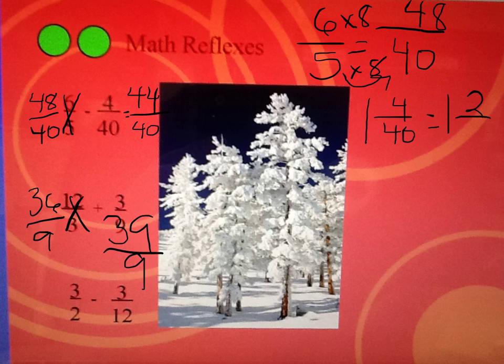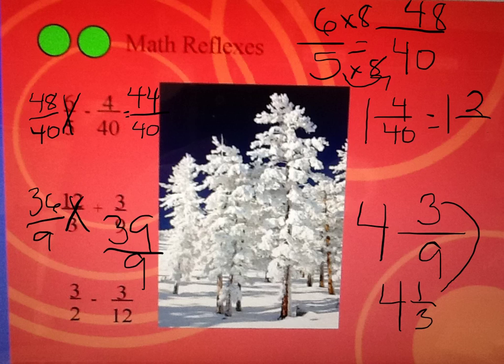Some of you are seeing that it is a top-heavy number, which is also a part of simplifying. So how many times does 9 go into 39 without going over? If you said 4, you are correct. 9 stays as our denominator. 9 times 4 is 36. We need to get to 39. So 4 and 3/9, which is equal to 4 and 1/3. 3 divided by 3 is 1. 9 divided by 3 is 3.